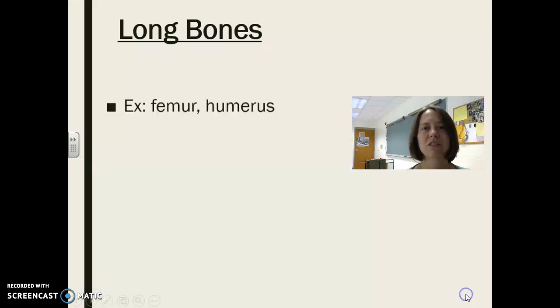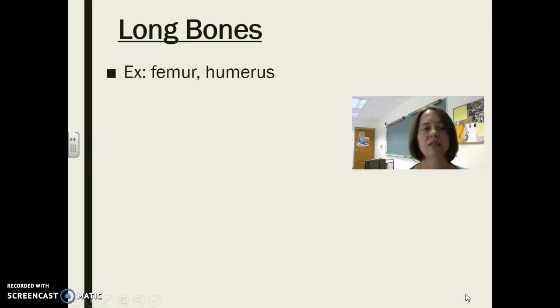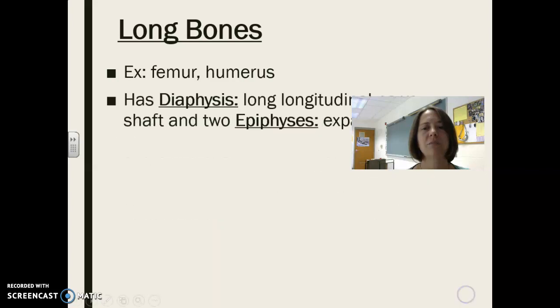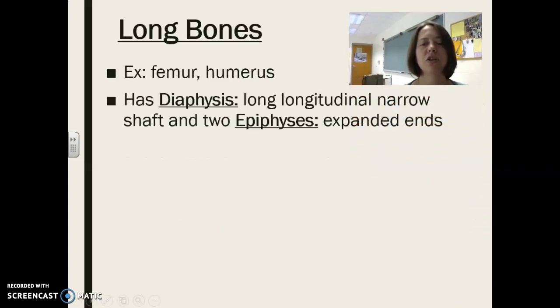So as promised, we're going to talk a little bit more about long bones. Two examples are the femur in the leg and the humerus in the arm. They have diaphysis, which are the long, longitudinal, narrow shaft right here. And then they have two epiphysis, which are the expanded ends on either end.